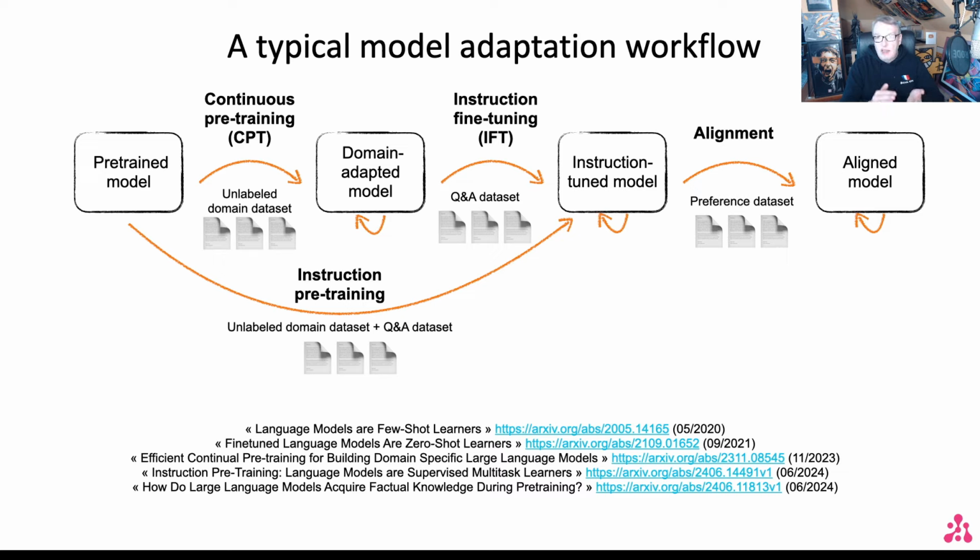So CPT, IFT, alignment generally need to be run on your models. There are lots of good tools, lots of good libraries to do this. But obviously you need data sets and you need a fair amount of compute. And the larger the model you're working with and the more data you're working with, the more compute and time and budget you're going to need. And that's really the problem we're trying to optimize here.